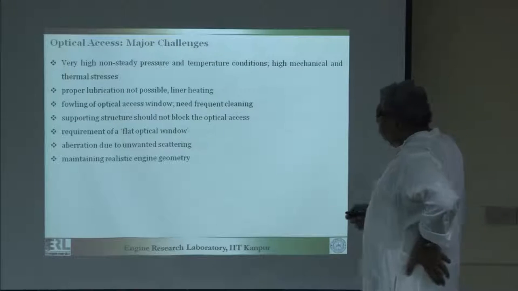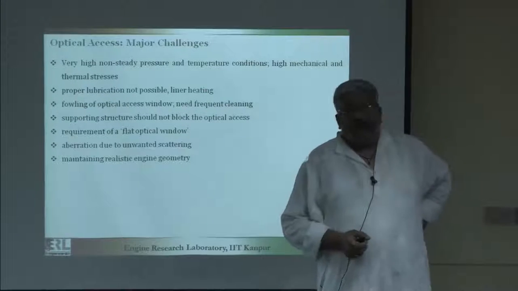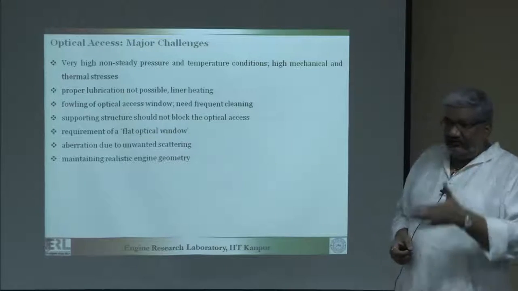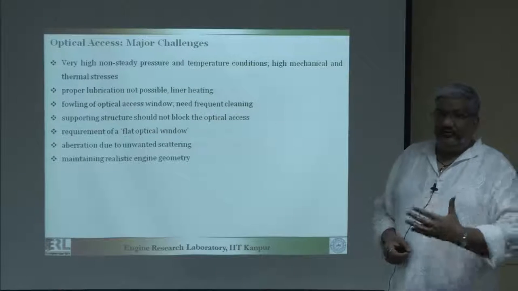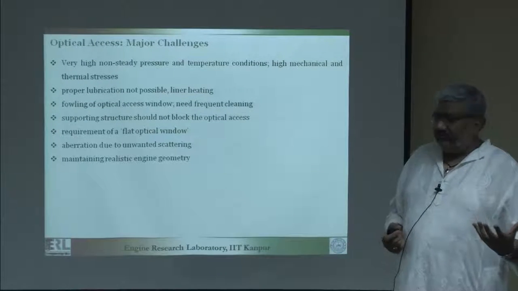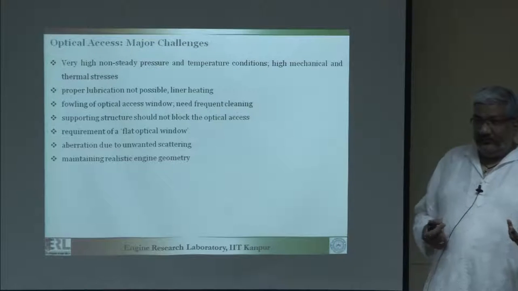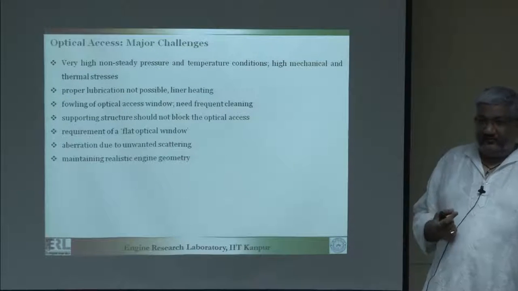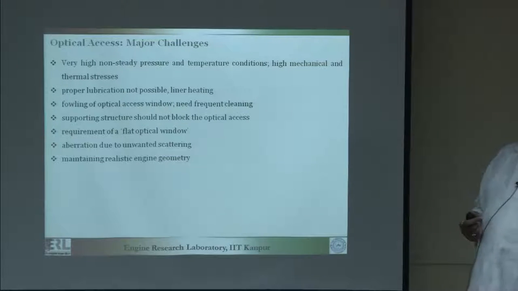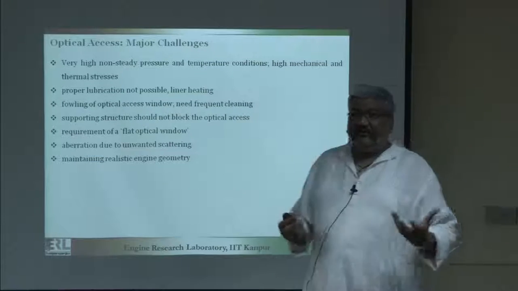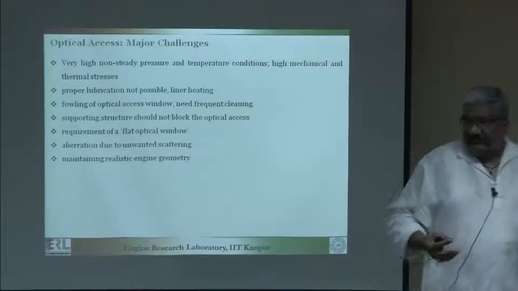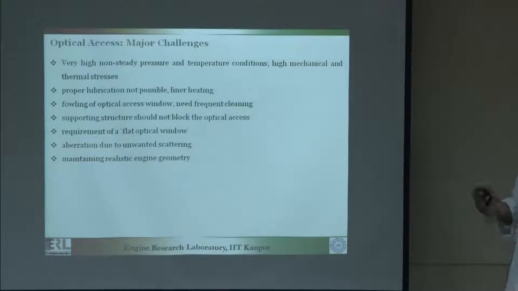One of the big challenges of the optical window is that you can't have any lubrication. The moment you have lubrication on the inner surface, your optical quality will deteriorate, and you will not be able to see anything. So obviously there can't be any lubrication. Since there is no lubrication, there is no heat removal, and the window will get heated up. If the window gets heated up, it may break, because it will not have the same coefficient of thermal expansion as the metal parts. So that makes it extremely challenging. What is the solution? The solution is very simple: you run the engine only for 30 seconds, and close the engine before it becomes prohibitively hot. This is what is done in order to avoid this problem.